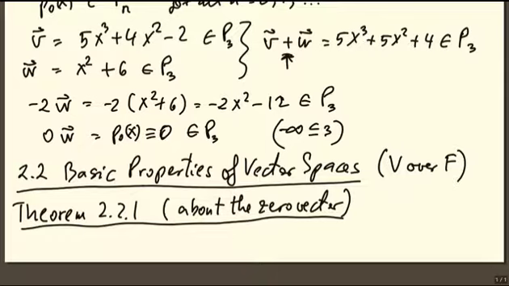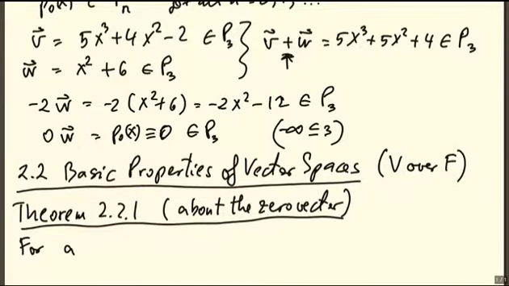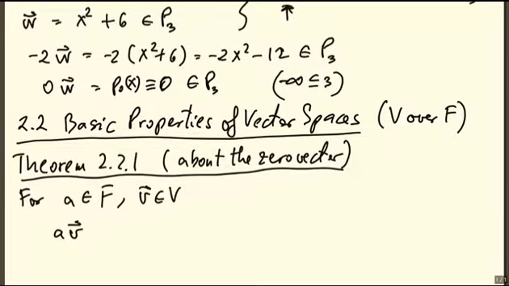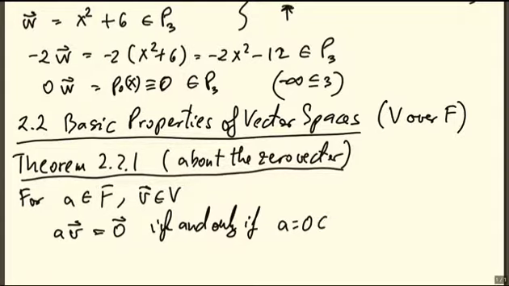So this theorem says that for a scalar A and a vector V, what we have is AV equals the zero vector if and only if either A is zero, a scalar in the field F, or V is the zero vector in the vector space V.